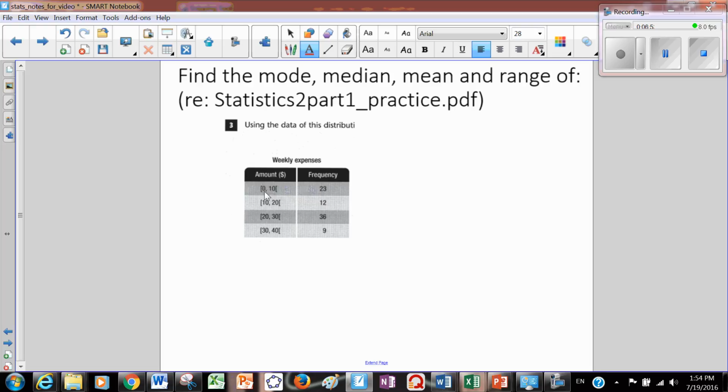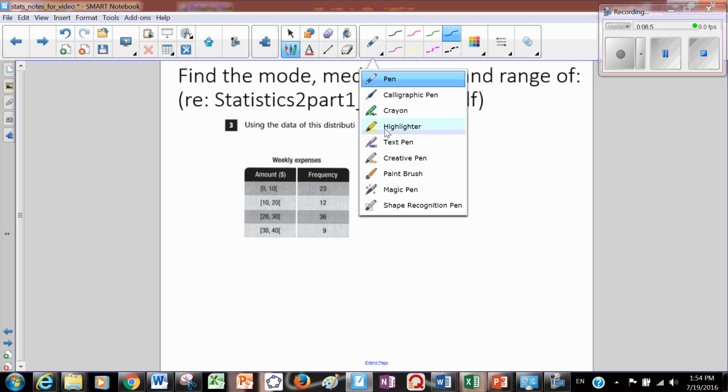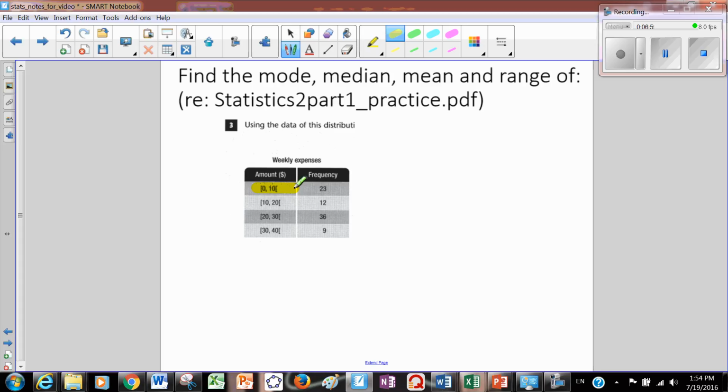Okay, see here, it says between 0 and 10. So here I see between 0 and 10. And frequency means that there's 23 people. There's 23 people between 0 and 10. There's 12 people between 10 and 20. There's 36 between 20 and 30. Okay, and you see that.